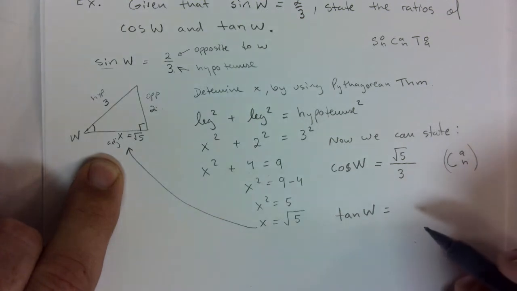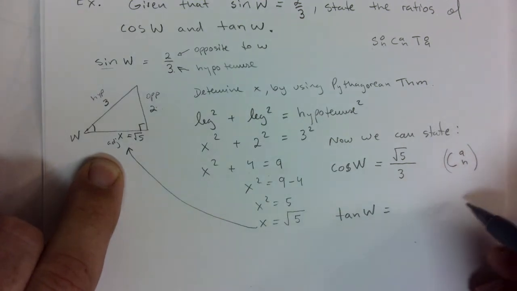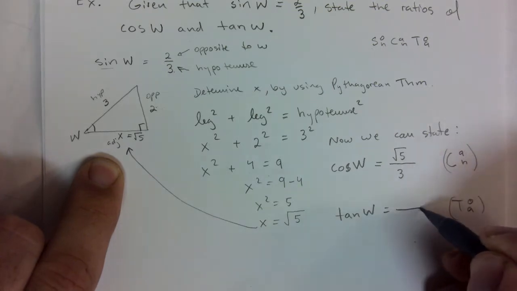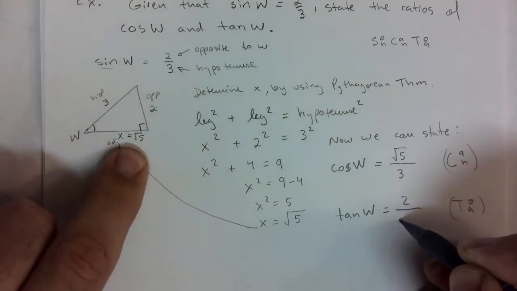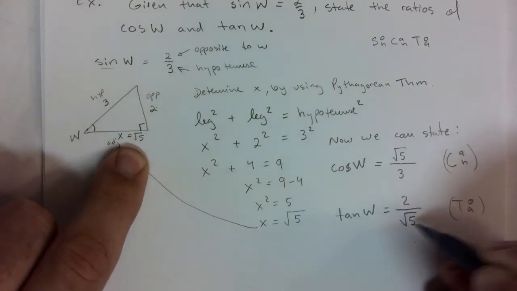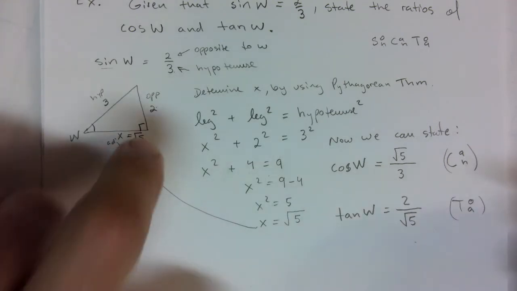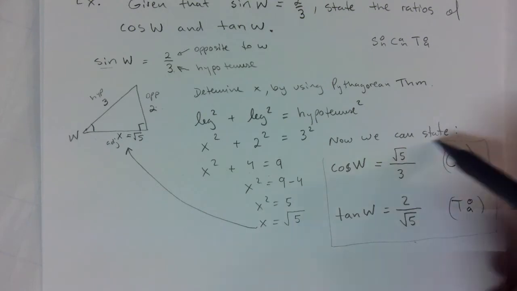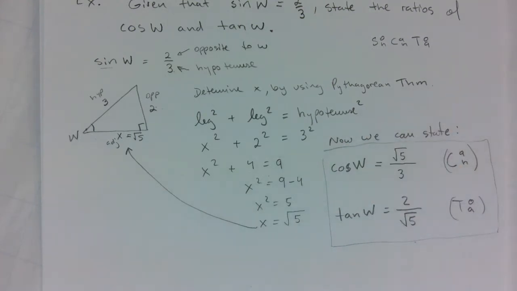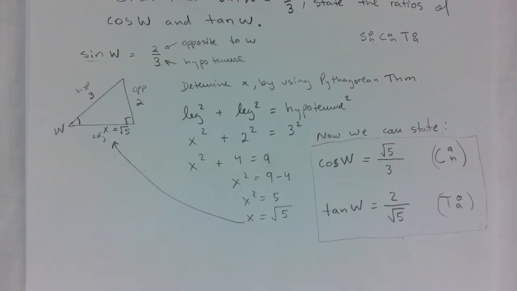Tan of W is going to be opposite, TOA, right? It's going to be opposite over adjacent. So my opposite is 2, and the adjacent happens to be root 5. Okay, and there you have it, right? So now we were able to answer this. It was a bit of a longer journey, but I need you to still know that that's always very much the case, okay?